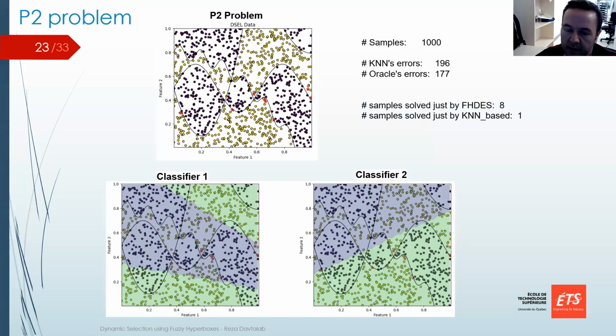To better show the differences between these two approaches, we used the P2 problem, which is a two-dimensional problem, and we used two simple classifiers, as you can see in this slide, classifier 1 and classifier 2, and the result was amazing. As you can see, we have 1,000 samples in the generalization phase, and KNN couldn't classify correctly 196 samples from these test samples, and the Oracle approach, which is a conceptual approach, actually has 177 errors in this example by these two classifiers.